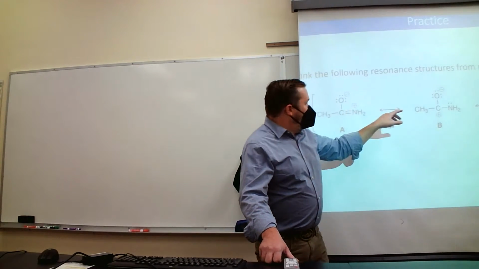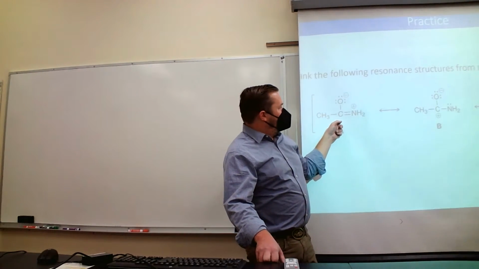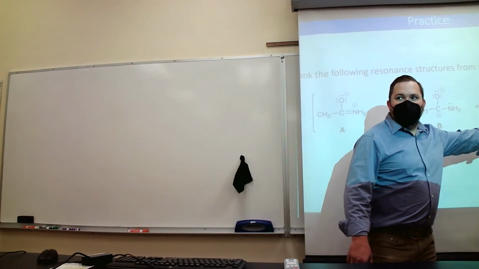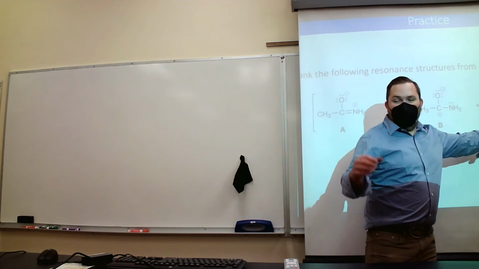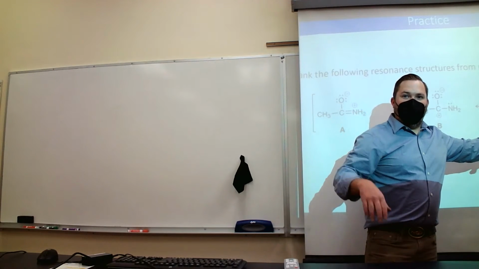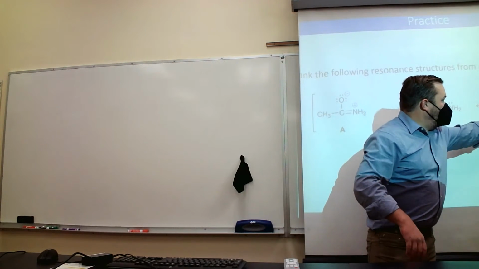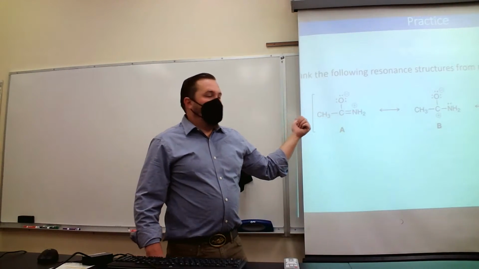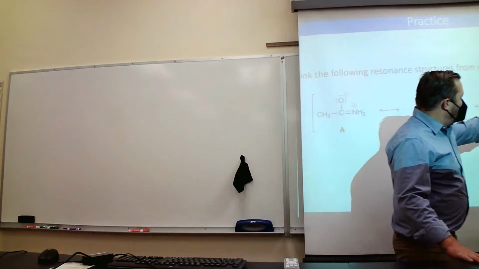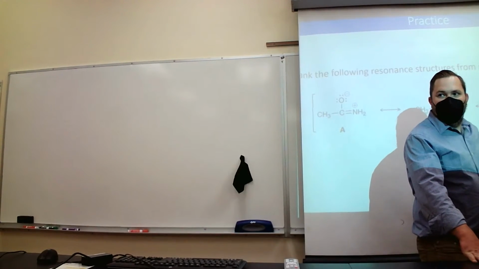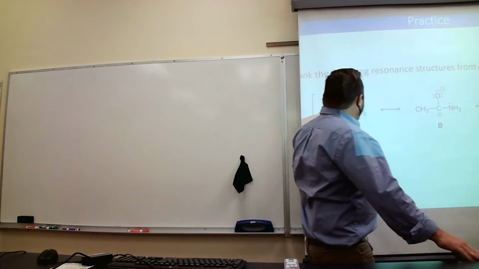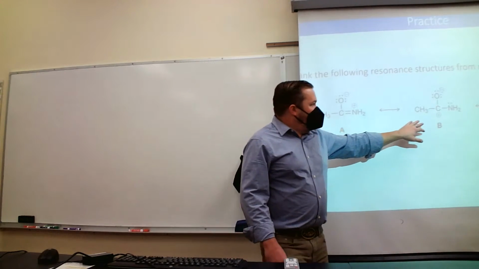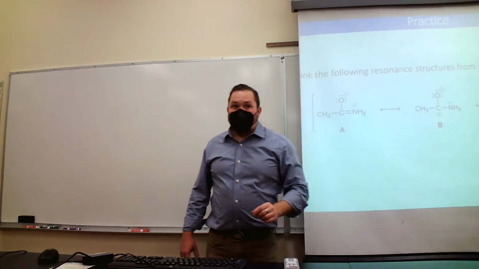And then out of these, you can say, okay, well, this has everything as a complete octet, and this has everything as a complete octet. So now we go to the second level of our criteria. This has no formal charges, and this has some formal charges. So C is going to be the most significant, the greatest contributor. A is going to be a minor contributor. And then B, insignificant.